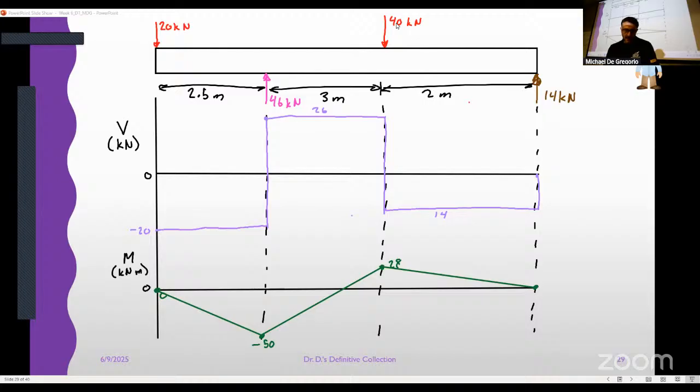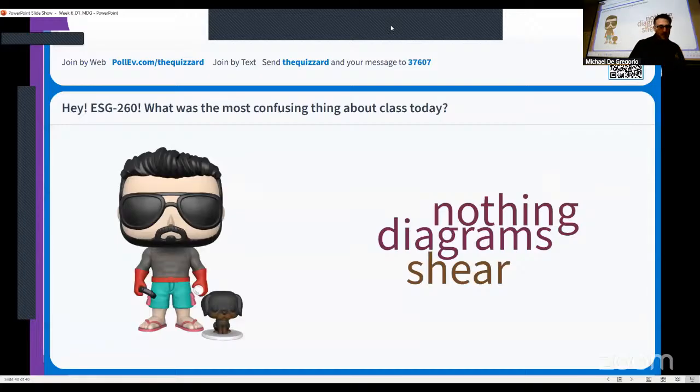So if that's the case, I will be working on grading your guys' quizzes. We'll keep doing this next class. We'll get through shear and bending moment. We have a bunch more examples, and then we'll move on to the next thing because can't stop, won't stop.